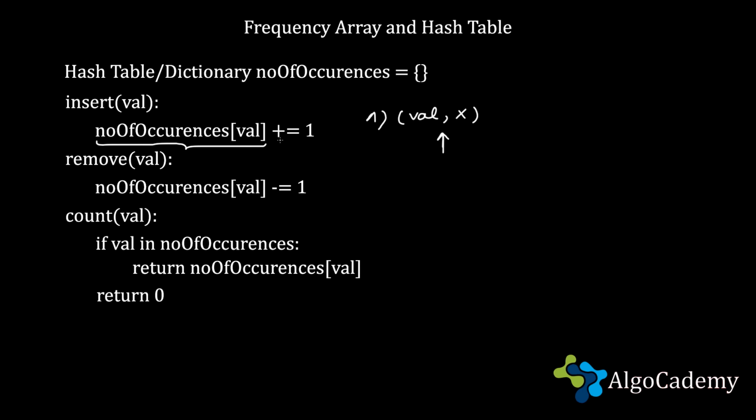Now, for the second operation, plus equals 1, the program is going to know that what you are trying to do is modify the second argument of the pair, because this is the only one that can be modified. The key cannot be modified. You're trying to modify this. So what I'm going to do is, of course, convert this pair from val x to val x plus 1. Everything happens in place.